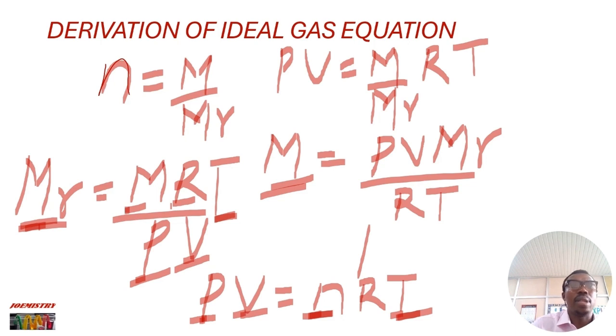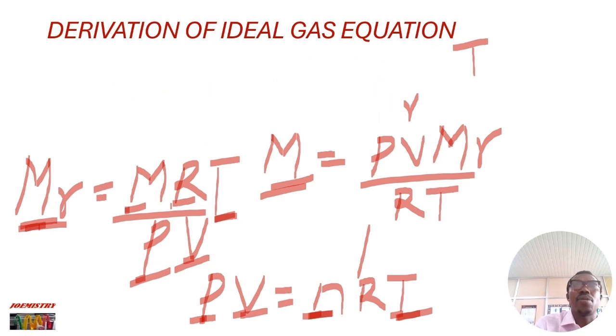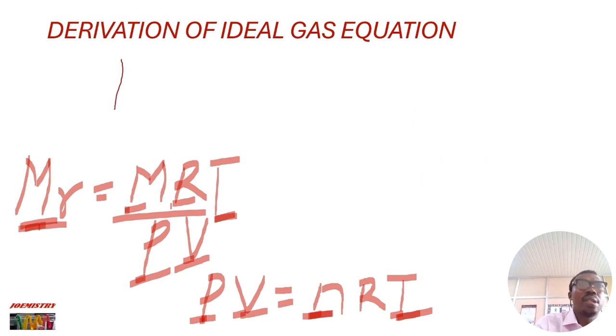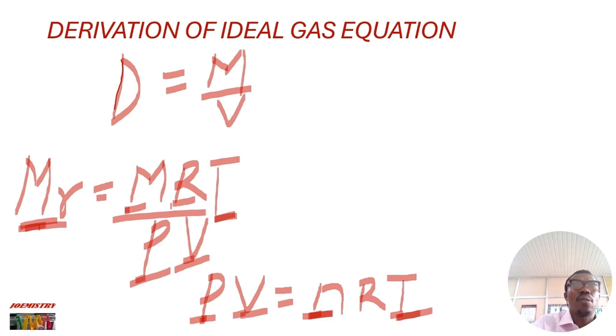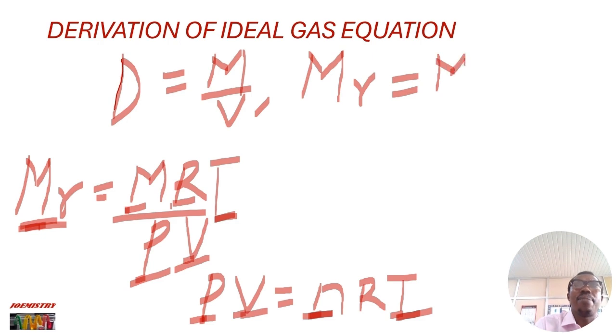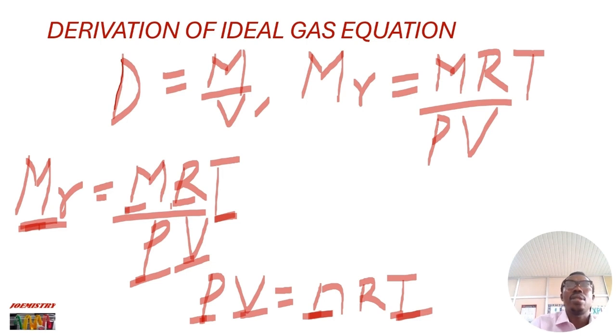Another value we can calculate is the density of the gas. So what we need to do is, you know that I have to erase this so that I will have enough space. You know that density is equal to mass over volume. Now, the formula to calculate molar mass is mRT over PV. Now density is equal to mass over volume, so this is mass over the volume.